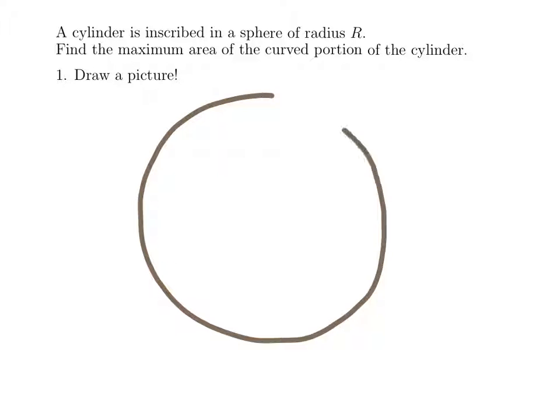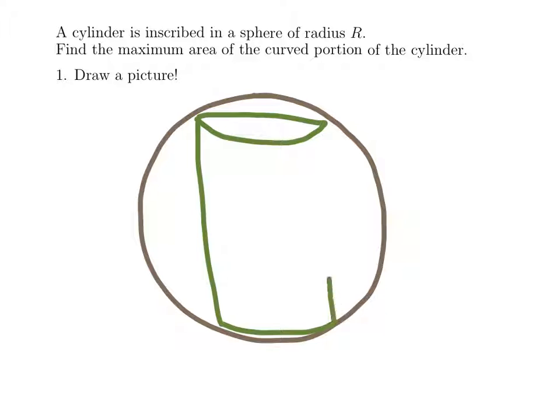Okay, time to draw the picture. First, we need the outer sphere that has a cylinder inscribed inside of it. The question is asking us to maximize the area of the curved portion of the cylinder, and that is exactly this sort of shape, not the top and the bottom.